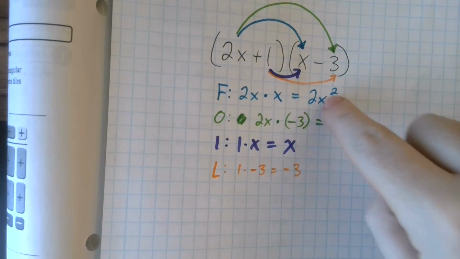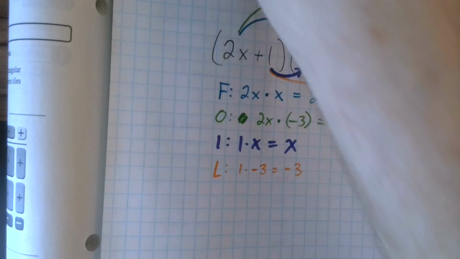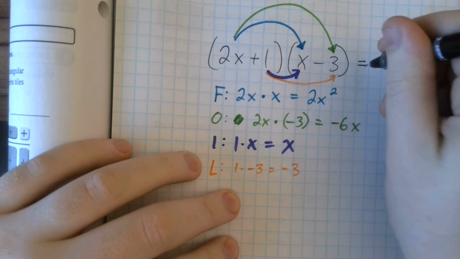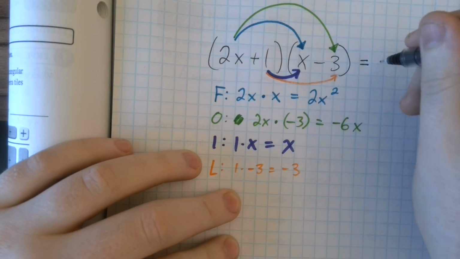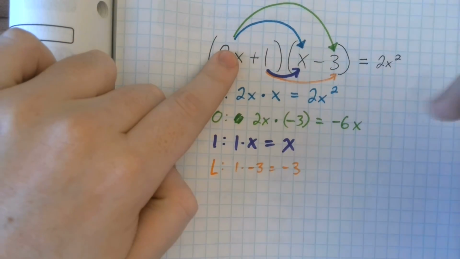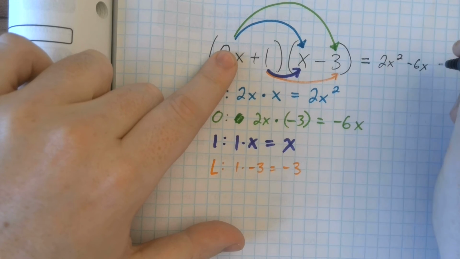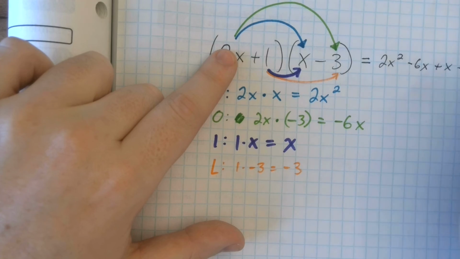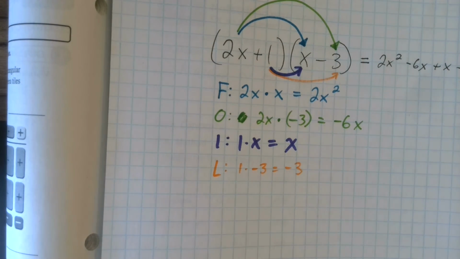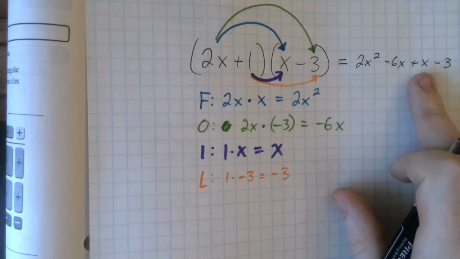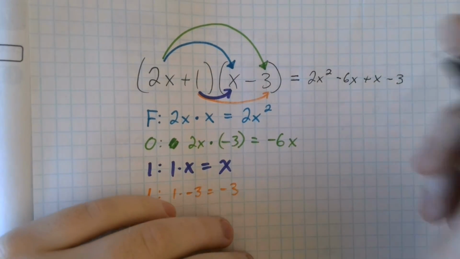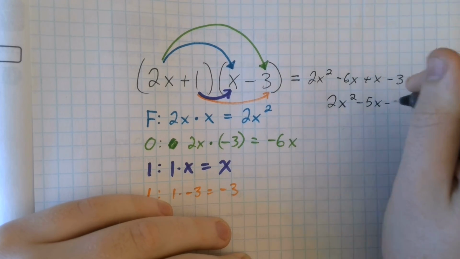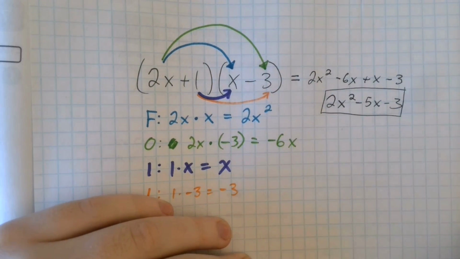You do not need to write each of these down like this every single time. Ideally, you would just solve these in your head and write out each term in order. For instance, 2x times x is 2x squared, 2x times negative 3 is negative 6x, 1 times x is x, 1 times negative 3 is negative 3. But remember this hidden s term, we always want to see if we can simplify. Here, negative 6x plus x is negative 5x. So this would be our final answer.